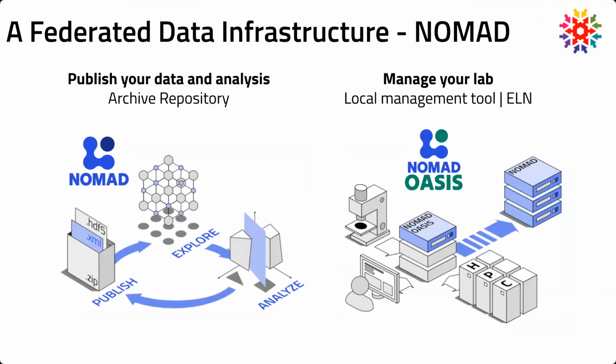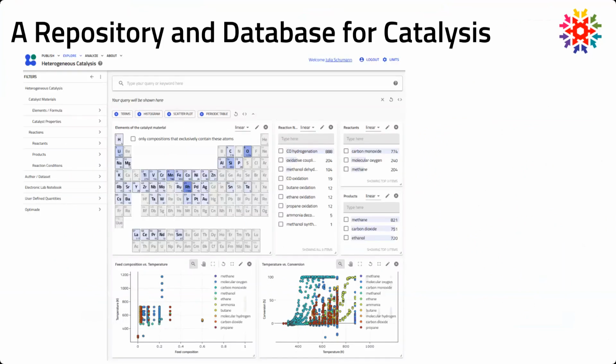We do need structured data from the generation of the data already. So this is where the Nomad Oasis comes in, which is basically the same software as the central Nomad, but it can run on a local server and serve as an ELN for experimental scientists, but also computational scientists can use this locally as a first instance to manage their data and then decide which of the data they make public.